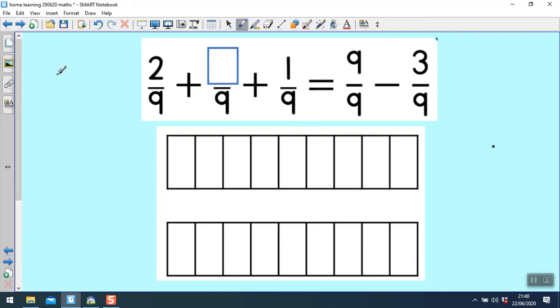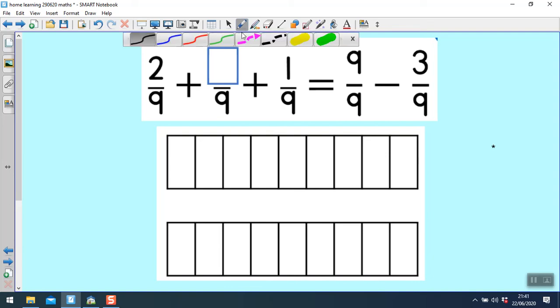This is your last slide of the day. Pause the video and have a go. So 2/9 add how many ninths, add 1/9 equals the answer to 9/9 take away 3/9. Do this one first. So 9/9, which is the whole thing, take away 3/9, that's going to give me 6/9. So the answer to this question has got to be 6/9. The answer to all of this side of the equation has got to be 6/9.